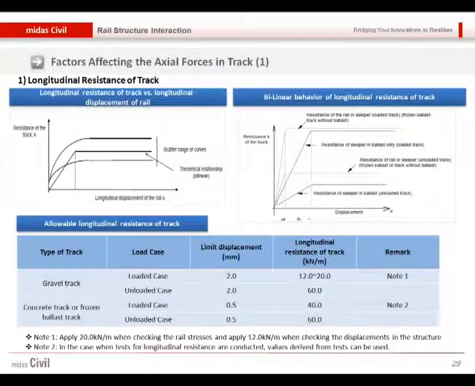After making this type of model, we will verify the axial forces of the track and also in the deck. And if they are not satisfied, if we need to reduce those axial forces, then we need to try some of the factors with certain changes. So what can we try to change? What are the factors affecting the axial forces in the track? Firstly, the longitudinal resistance of the track is the major factor, which is the ballast stiffness.